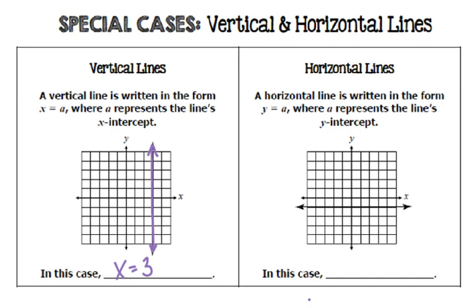Horizontal lines are written in the form y equals a, where a represents the line's y-intercept. So horizontal lines, the ones that go left to right, always start with y equals, and then wherever they cross the y-axis. So whatever the y value is here, and here it's -1.